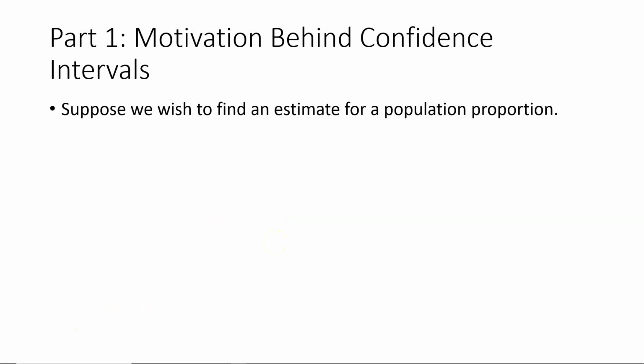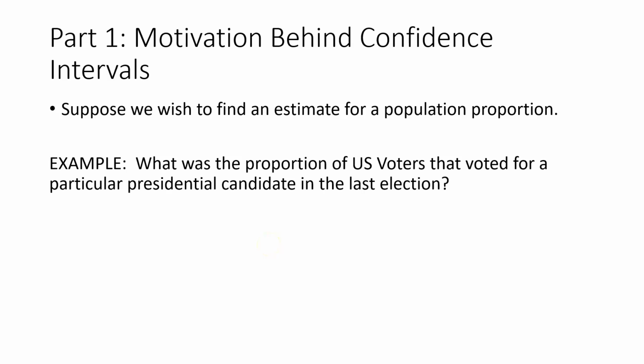So let's start by taking a look at the motivation behind using confidence intervals as a means of estimating a population proportion. Here's an example of a question I might want to answer. What was the proportion of U.S. voters that voted for a particular presidential candidate in the last election? Well, as a way of starting to take a look at how we could illustrate conceptually a way of finding an answer to that question, let's start by drawing a line on our screen.